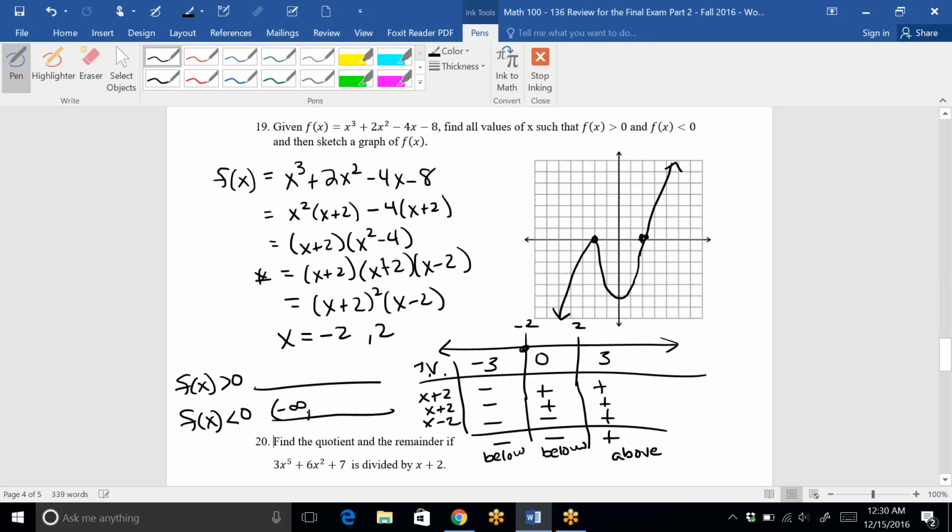So -infinity to -2, that's this region, unioned with -2 to 2. Those were both below, or less than 0. And the only one above was +2 to infinity.